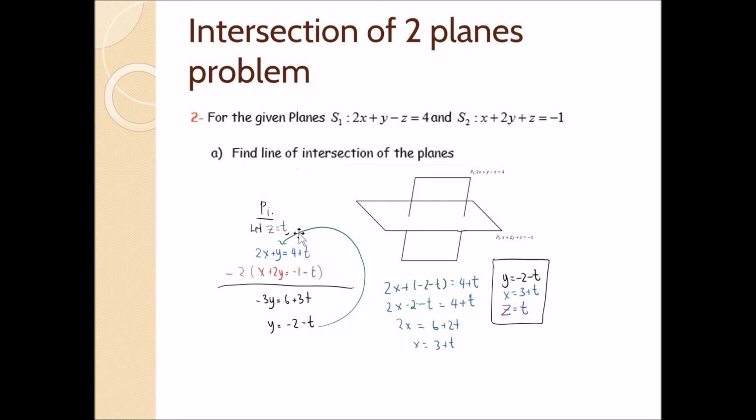So the first thing we'll do is set z equal to t in both of the equations. Then we have the simplified version here of the two equations of the planes. And then we keep solving the system of equations until we have x equals 3 plus t, y equals negative 2 minus t, and z equals t as our parametric equation of the line of intersection.